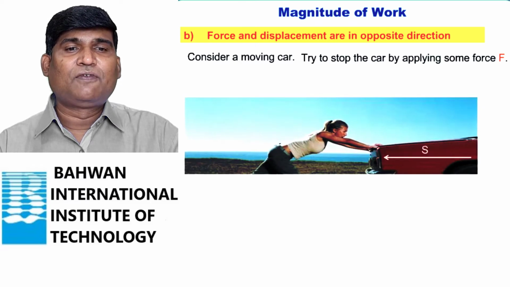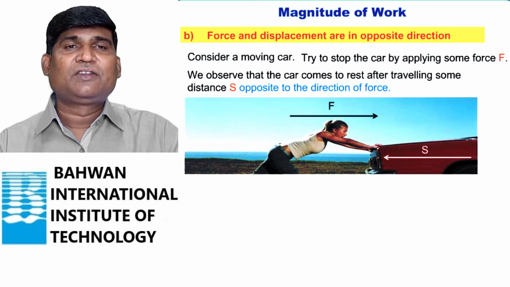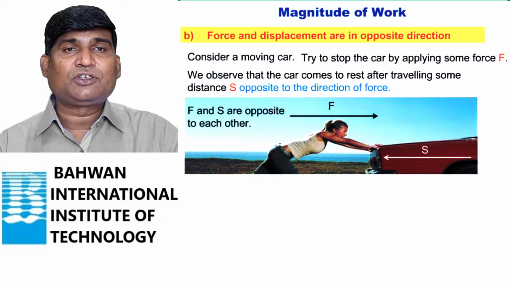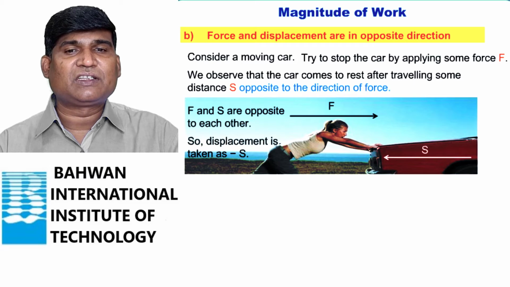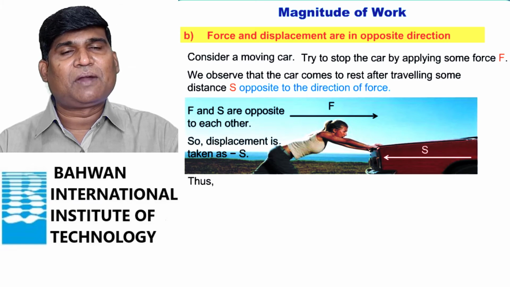When we are applying force to stop the car, we can see that force is applied towards the right, but displacement of the car is towards the left. So force and displacement are opposite to each other. So we can say that here displacement is negative. Why? Because it is moving opposite to the direction of applied force.